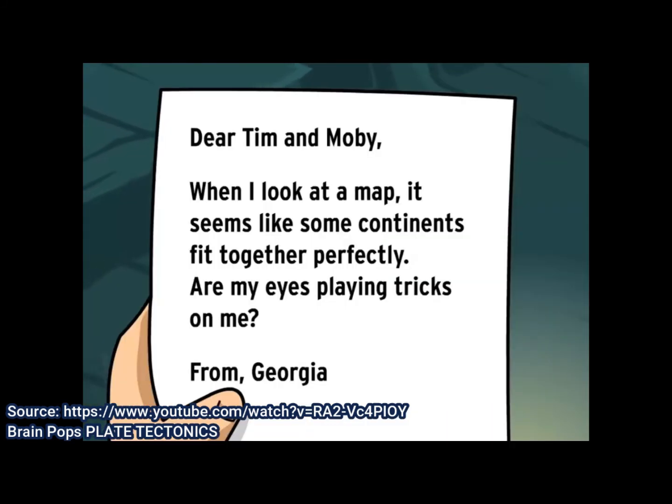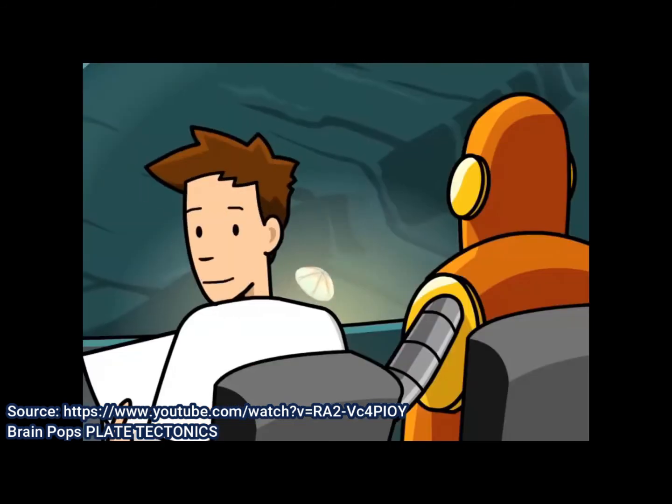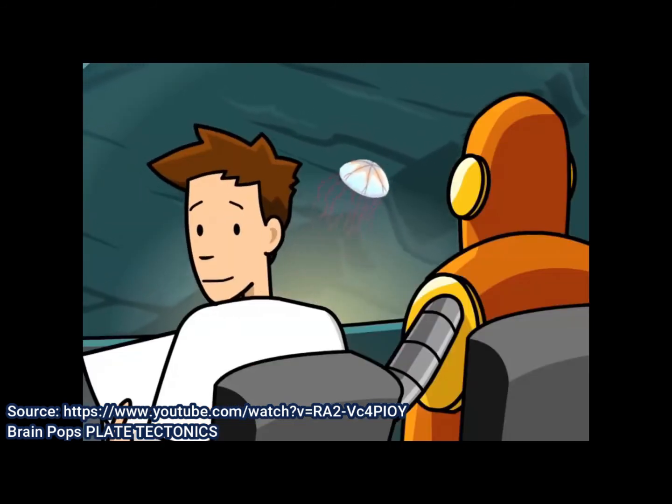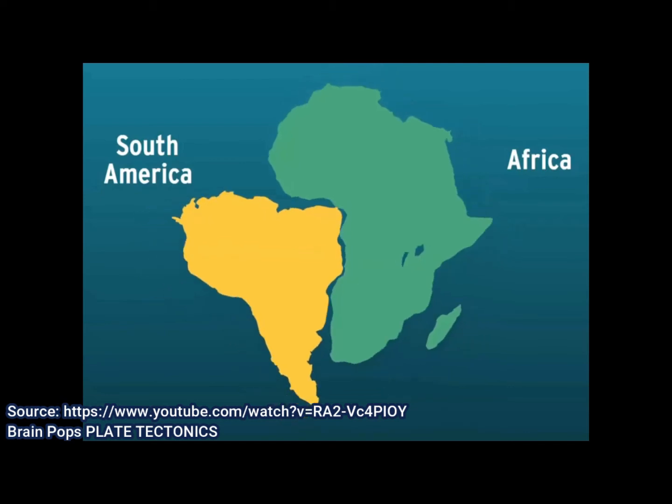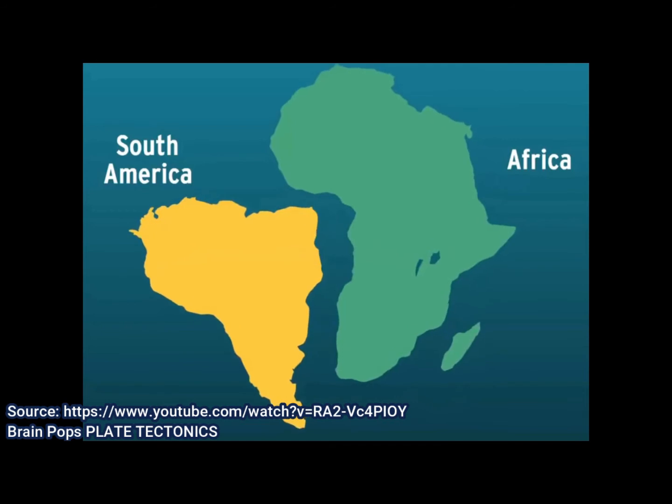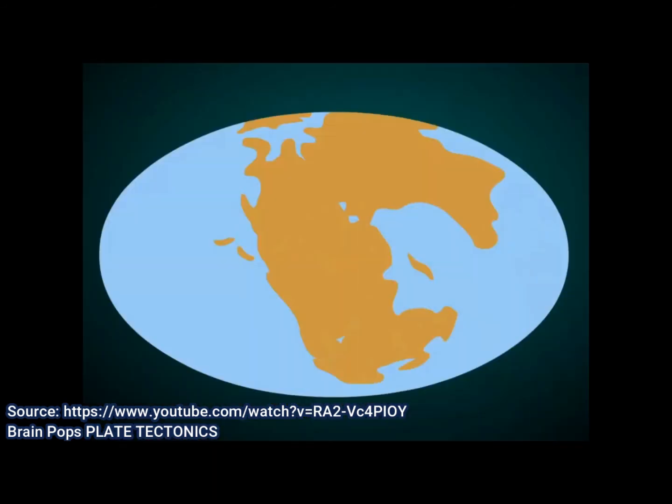Dear Tim and Moby, when I look at a map, it seems like some continents fit together perfectly. Are my eyes playing tricks on me? From Georgia. You're not seeing things, Georgia. Some continents look exactly like puzzle pieces that snap together. Early map makers suspected that they were once all connected.